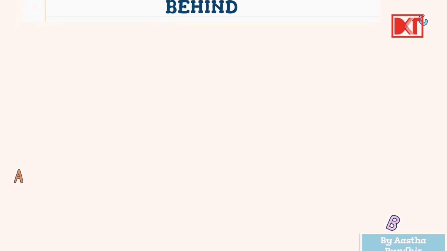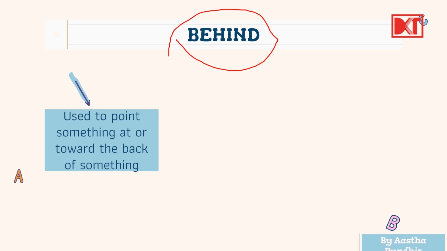So the next preposition is behind. Let's see where we can use behind. Used to point something at or towards the back of something. मतलब किसी के पीछे अगर कुछ है. Like, who is standing behind Riya? रिया के पीछे कौन खड़ा है?